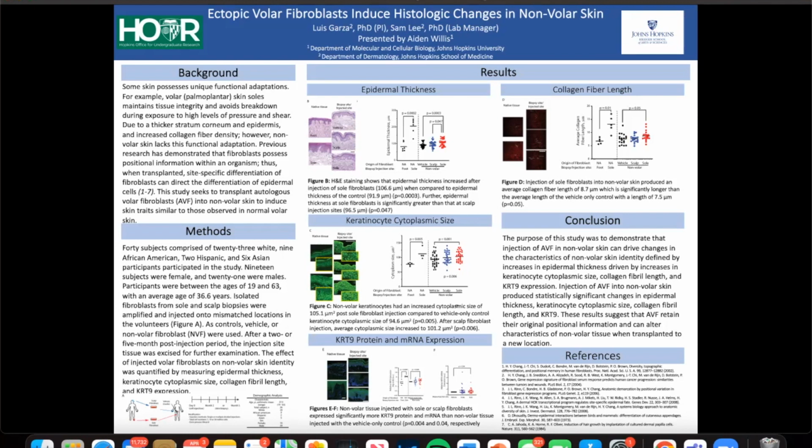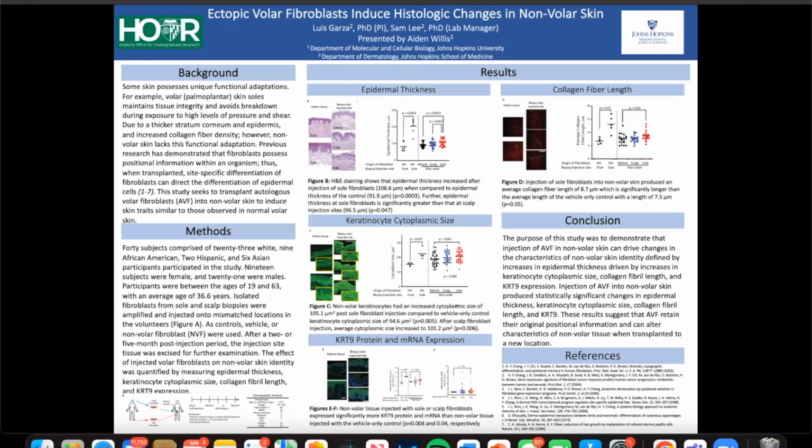What this is showing is that injection of these fibroblasts is in fact altering skin traits of the surrounding tissue. We're seeing expression of the protein that is controlled by fibroblasts, and we're seeing that expression of this protein is changing when we inject the fibroblasts from the different location, the volar location, into the non-volar site.